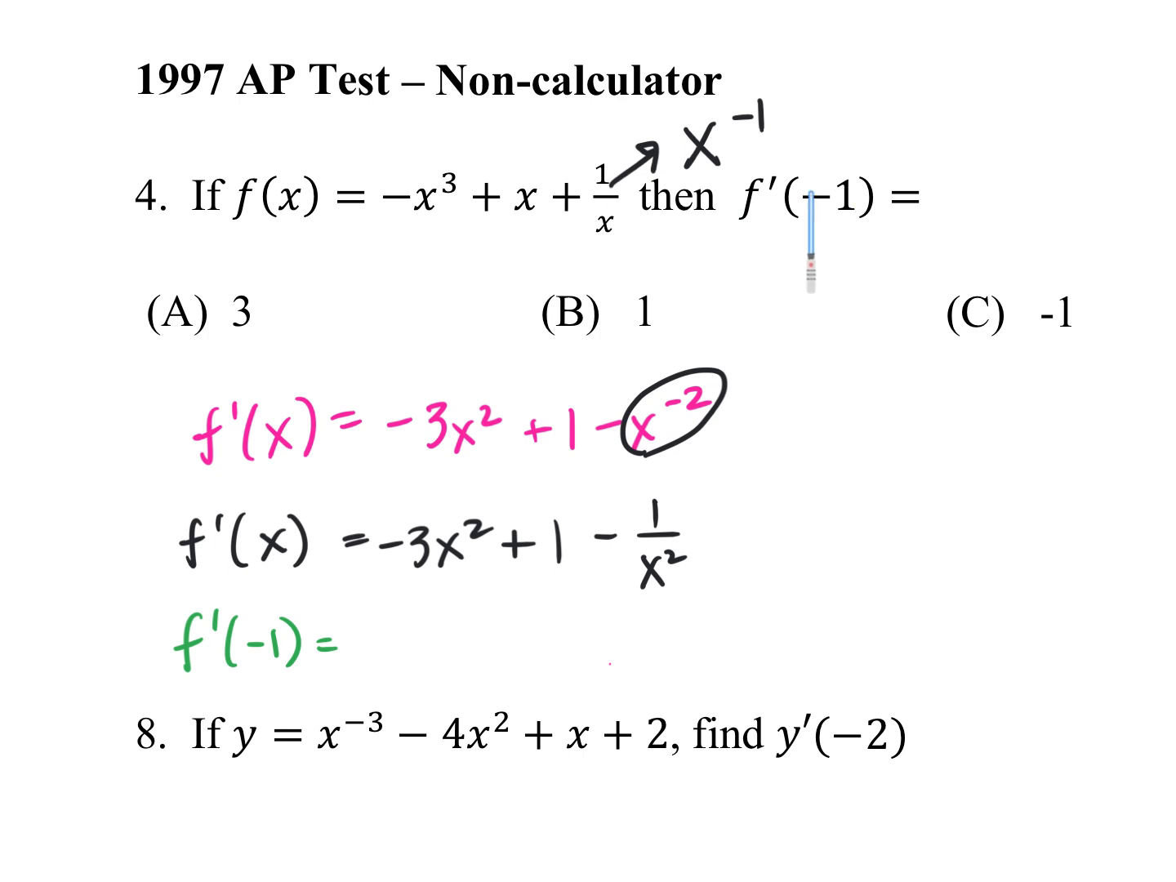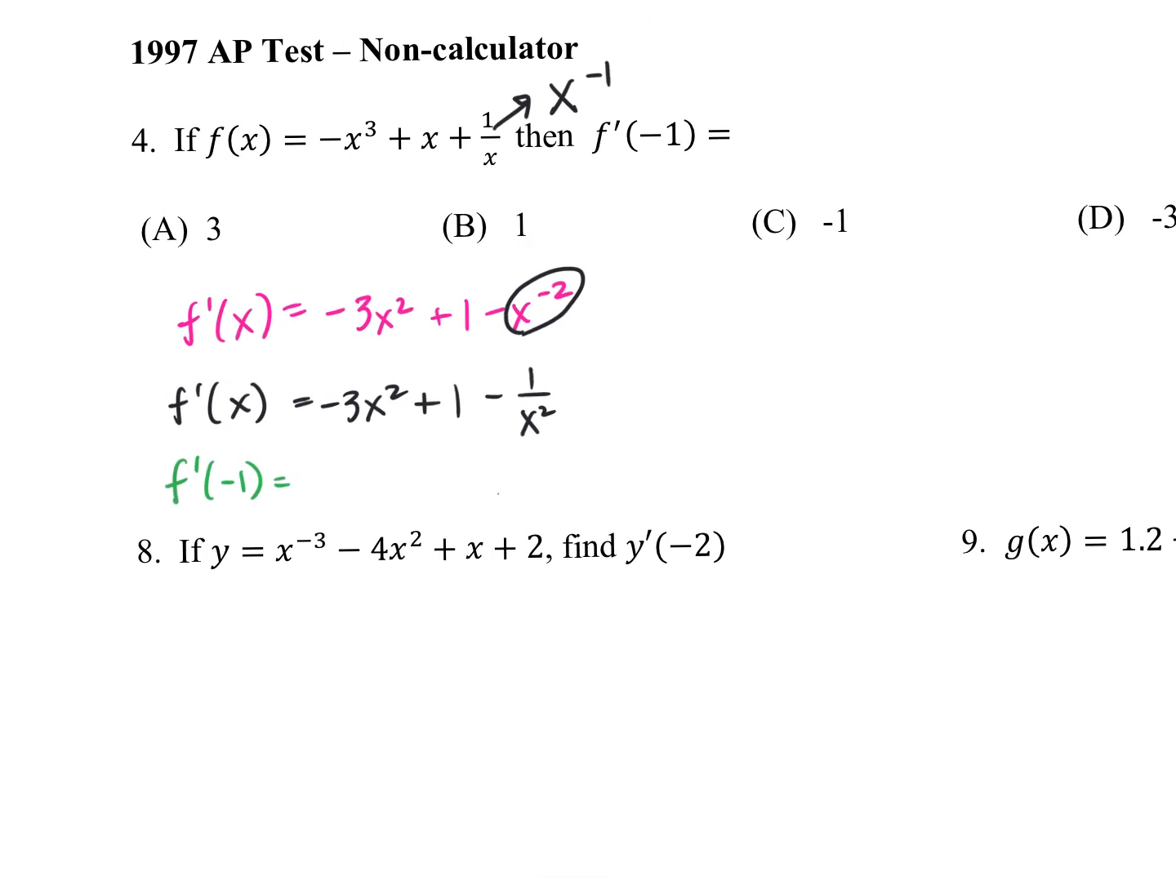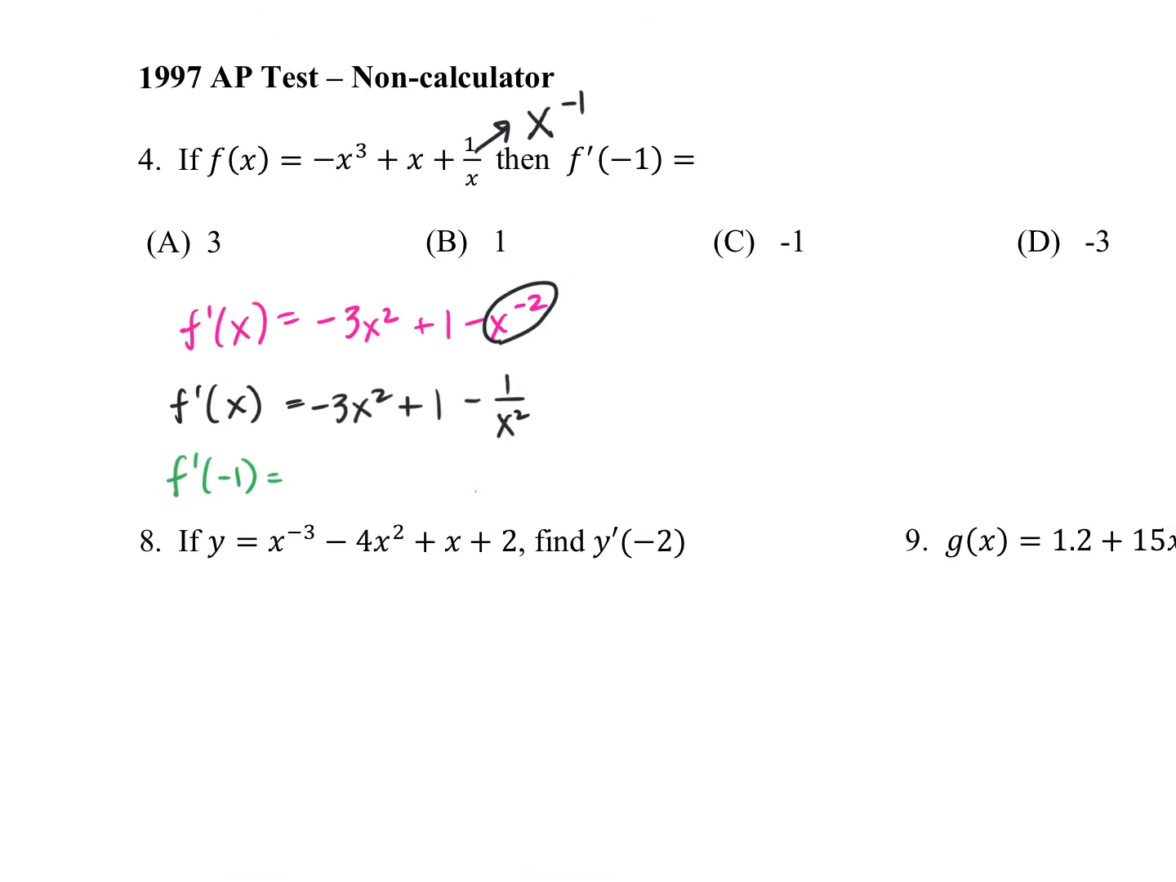Bob's going to try to cut those steps, y'all, and that's not going to work, Bob. You guys, now when they want f prime of negative 1, any x is going to get replaced with a negative 1. Replace this with the negative 1. Replace that with a negative 1. Be careful about the negative. So we'd have negative 3 times negative 1 squared plus 1 minus 1 over negative 1 squared.